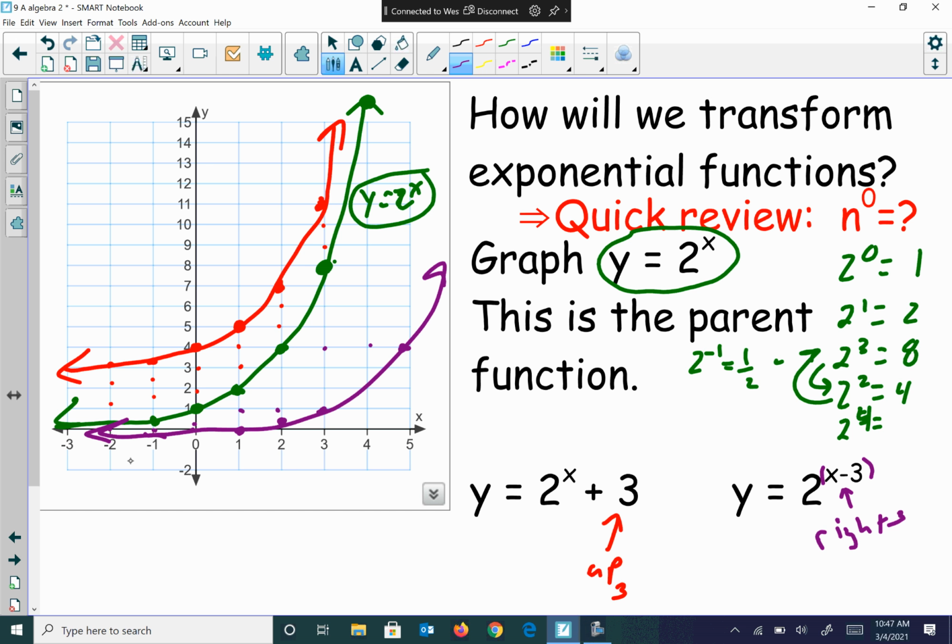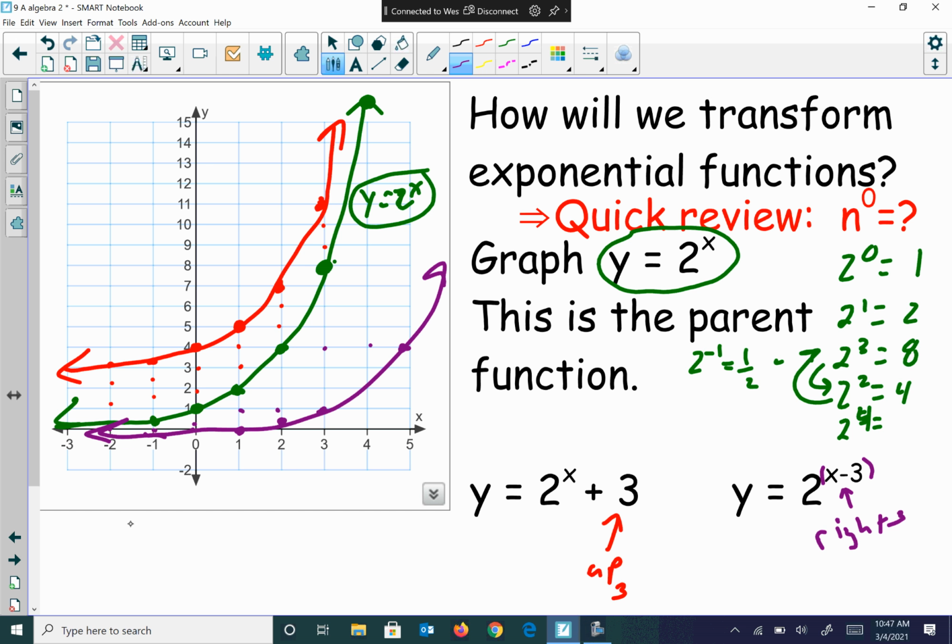So where you have an exponent with a number being added or subtracted, that involves the right-left shift. If you're adding or subtracting a number outside the exponent, it's being added to whatever the exponential equation was. That's going to shift it up or down. Okay, same kind of graphs as normal.